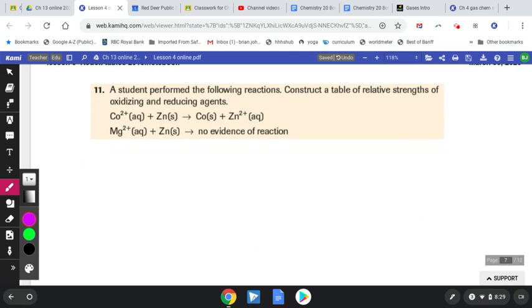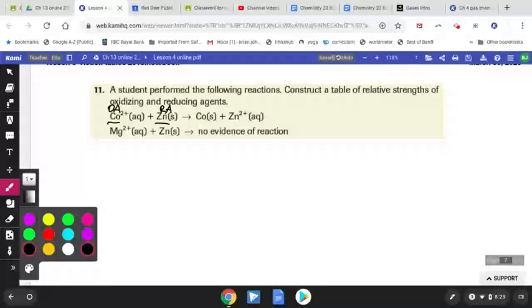Okay, we're going to do a few of these. And we'll get faster and faster as we go. Construct a table of relative strengths. Cobalt 2 plus and zinc. Who's the oxidizing agent? Okay, so cobalt 2 plus sits above zinc, reducing agent, because it reacts spontaneously. So I'm just going to put this in the middle this time. I'm going to be a little smarter.